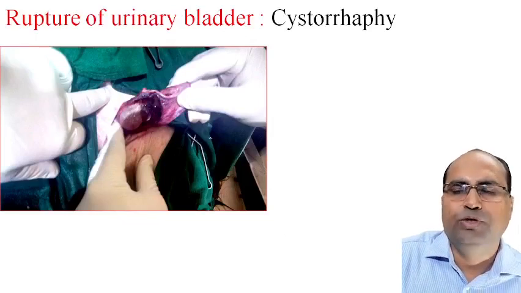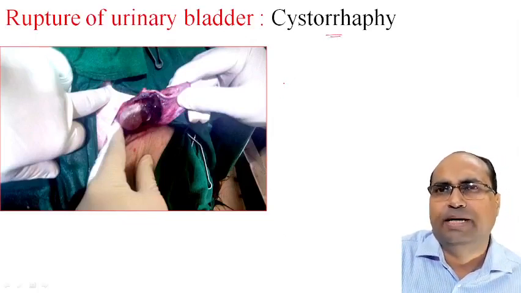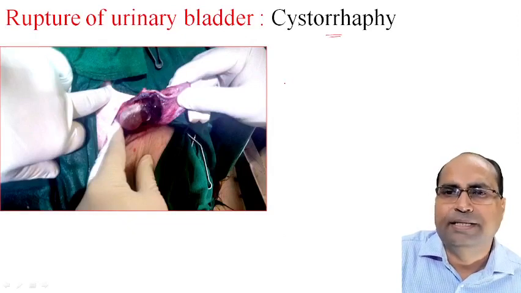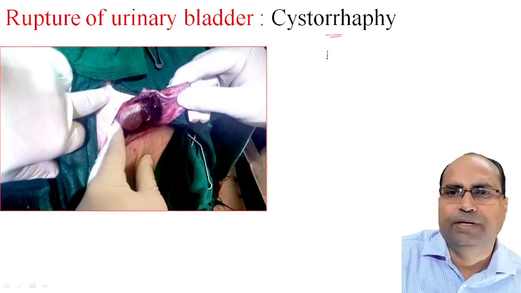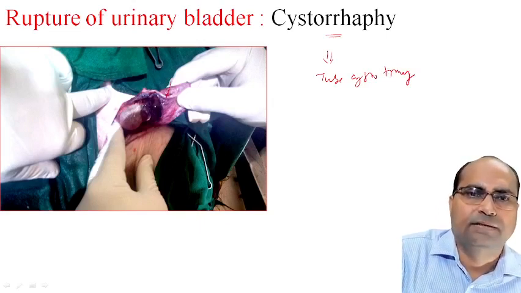In case of rupture of the urinary bladder, first perform the cystorrhaphy, meaning repair the urinary bladder. Then, after the cystorrhaphy, perform the cystotomy. This is a subserous rupture of the urinary bladder.